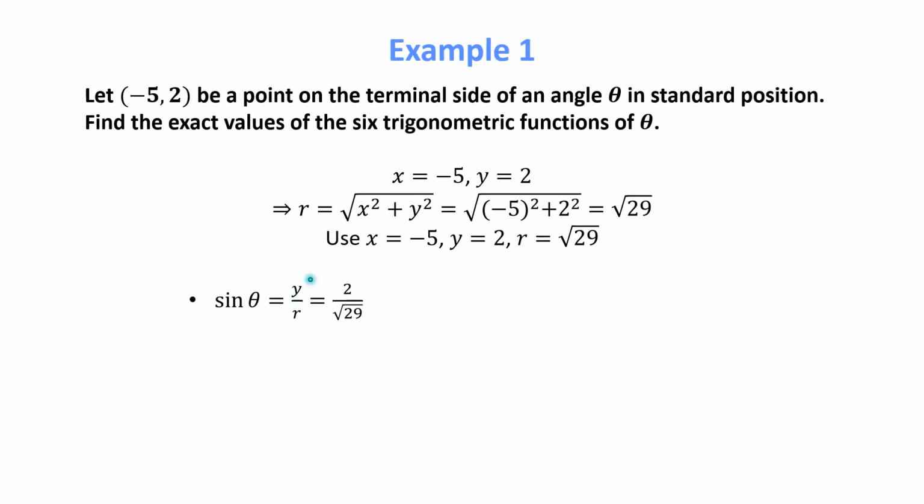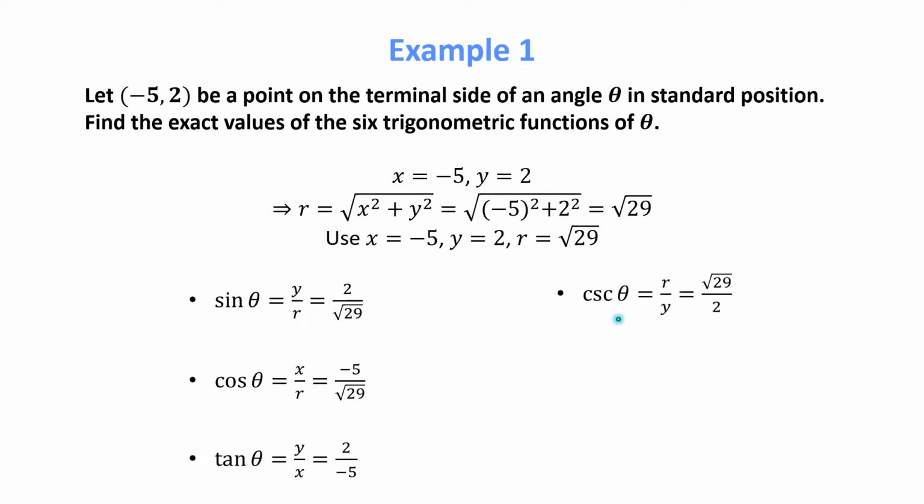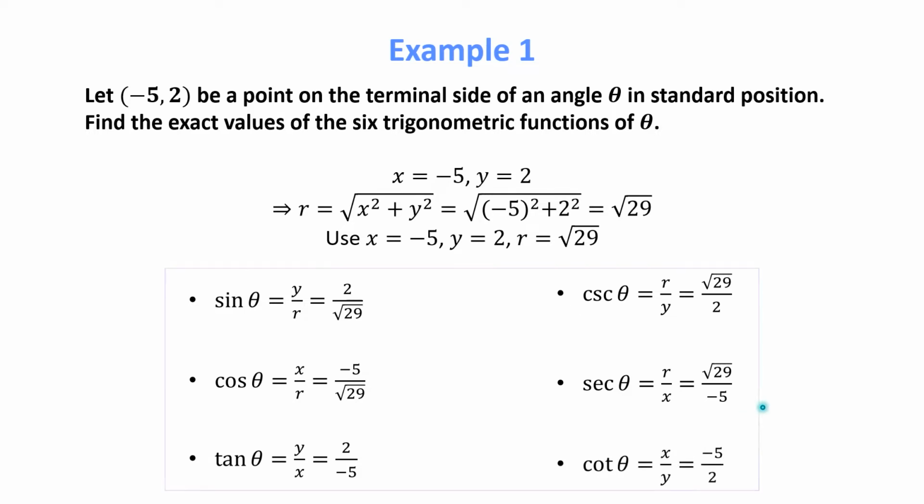Now sine theta is given by y divided by r, which equals 2 divided by root 29. And we can do the same for cos theta, to get cos theta is minus 5 over root 29. Tan theta equals 2 divided by minus 5. Cosec theta equals root 29 over 2. Sec theta equals root 29 over minus 5. And lastly, cot theta equals minus 5 over 2.